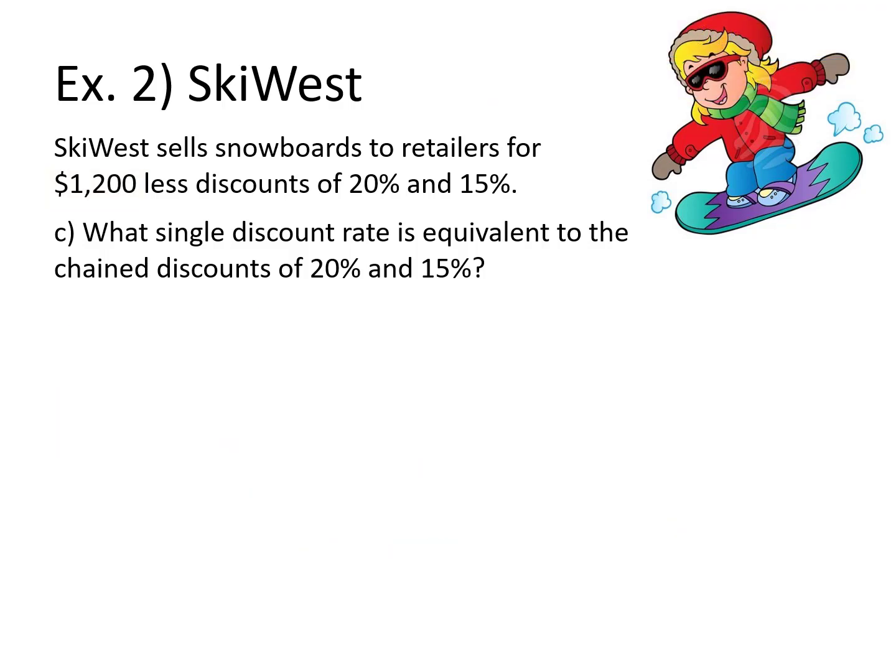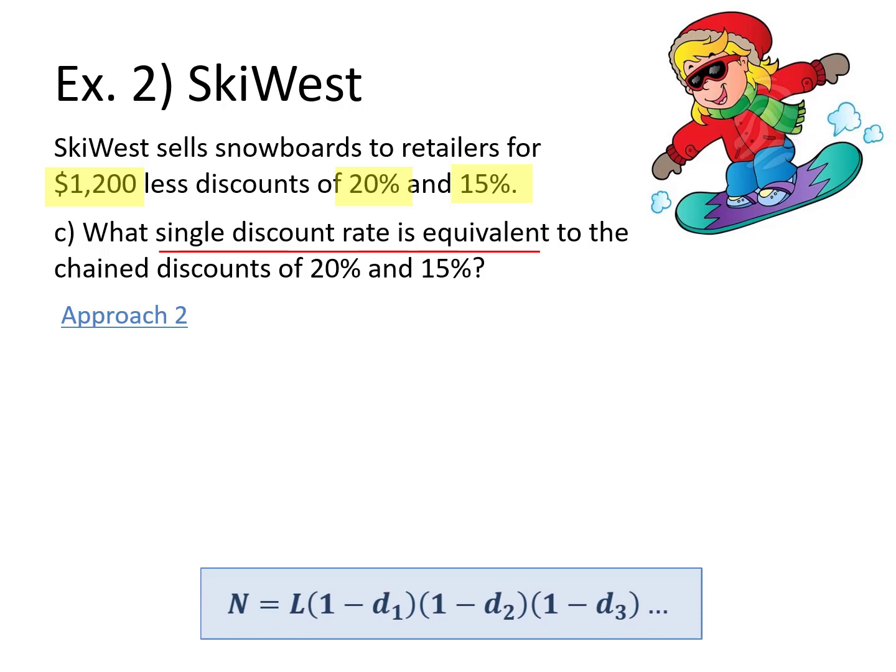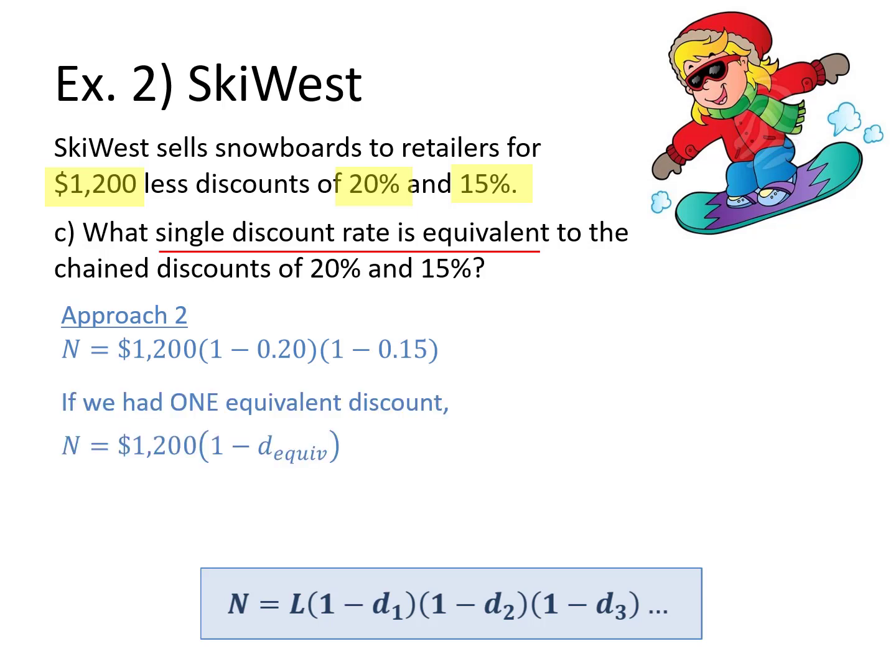So this is just a repeat of the last slide, just to give space for the second approach. So approach 2, for our single discount rate, we know that net price is equal to list price times 1 minus the first discount times 1 minus the second discount, etc. Let's plug in those values into our formula. Now, if we had one equivalent discount, this is what it would look like instead. And you can see that I have made that equivalent to our natural approach of 1200 times 1 minus 0.2 times 1 minus 0.15. Now we're just going to do a little bit of algebra, and we can see that the 1200s cancel each other out. They're on each side.